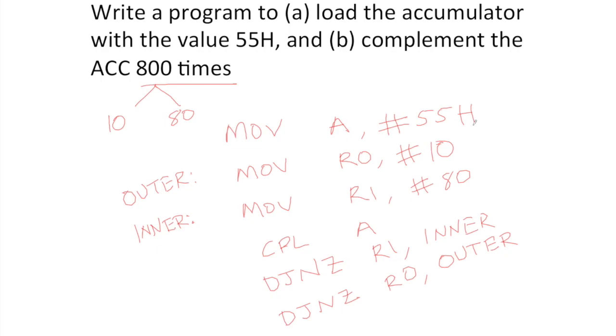Okay, so as you can see, what ends up happening is we will have 10 iterations of the outer loop, and within each iteration of an outer loop we will loop 80 times in the inner loop. So this would bring the total number of iterations to 800 times.